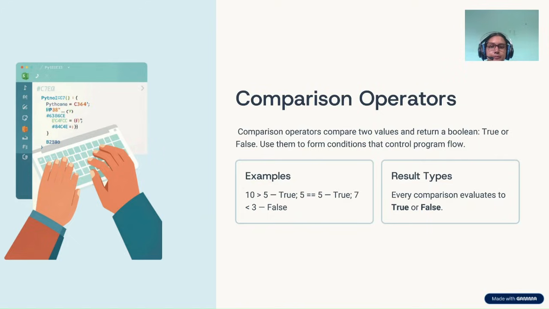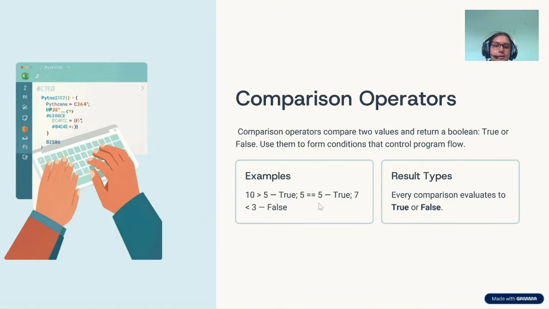Let's see what's written here. Comparison operators compare two values and return a boolean. Boolean is true or false, right? Only two things, true or false. Then we use them to form conditions that control the program flow. For example, is 10 greater than 5? True, it returns true because 10 is greater than 5, right?